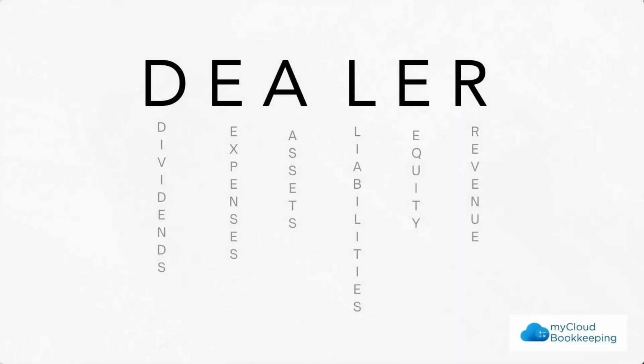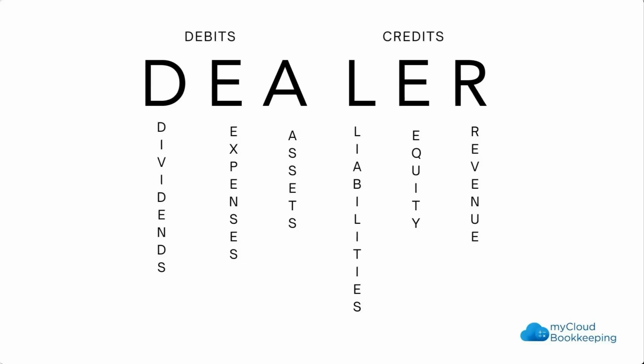It's DEALER: Dividends, Expenses, Assets, Liabilities, Equity, and Revenue. And if you can remember that, you can easily see that the first side are debits and the second side are credits. Now that doesn't really help me. I'm not much of an acronym person. I can never get those colors of the rainbow straight. But if that does help you, maybe I'll pop that little DEALER page down below and you can download that and it might just help you.